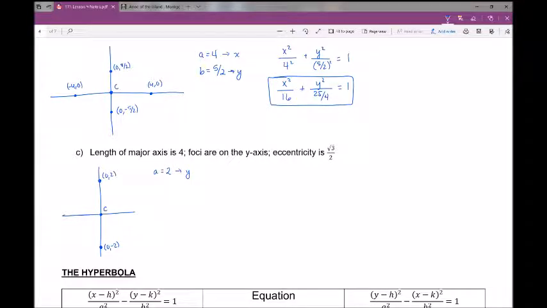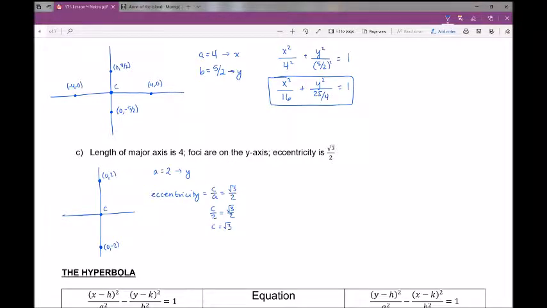Now, we're also given that the eccentricity is √3 over 2. We need to find b in this case, because to write the equation of our ellipse, we're going to need that variable b. So let's see what the eccentricity gives us. Eccentricity is equal to c over a, which is equal to √3 over 2. Well, this is good. We know that a is 2, so we have c over 2 is equal to √3 over 2. By equating the two fractions, you can see that c is going to be equal to √3.